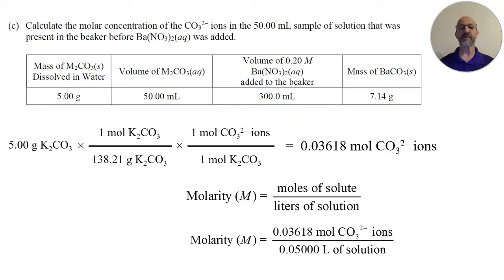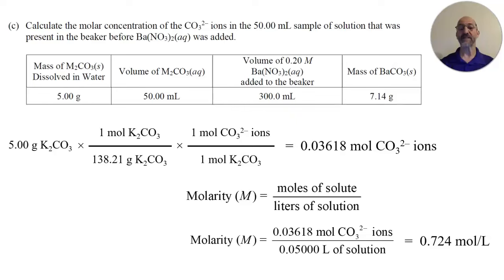I take 0.03618 moles of carbonate ions divided by 0.0500 liters of solution. And when I get my answer for moles per liter, it's 0.724 moles per liter. That is the concentration of the carbonate ions in the 50 milliliter sample of solution that was present in the beaker before the barium nitrate was added.